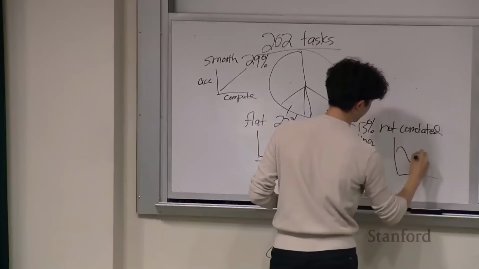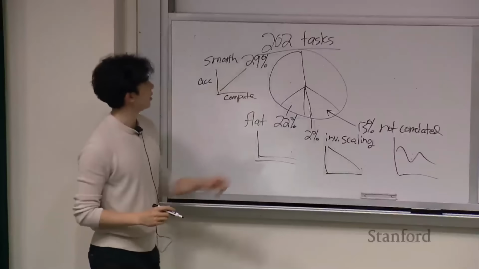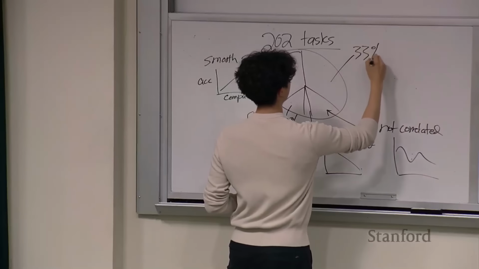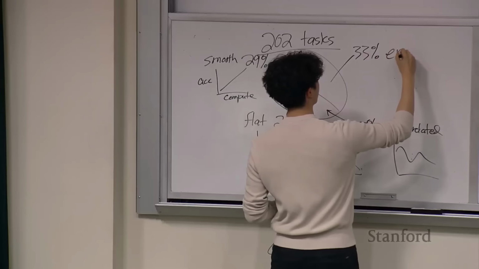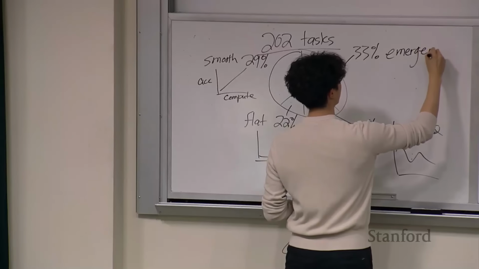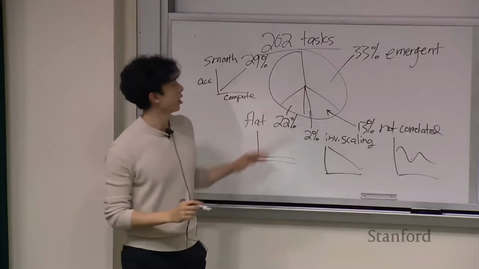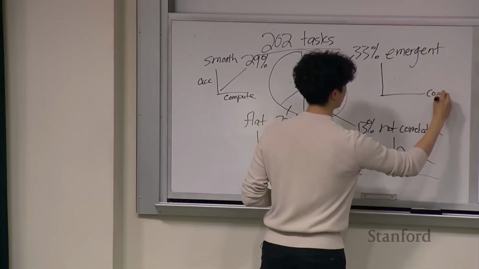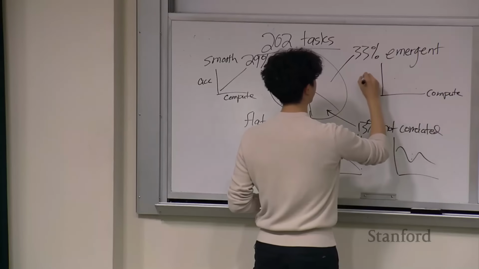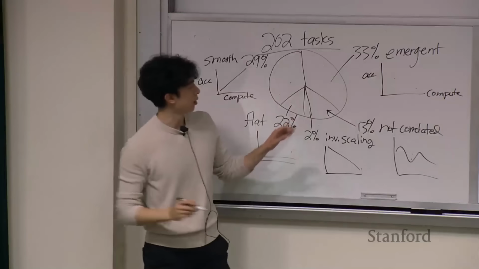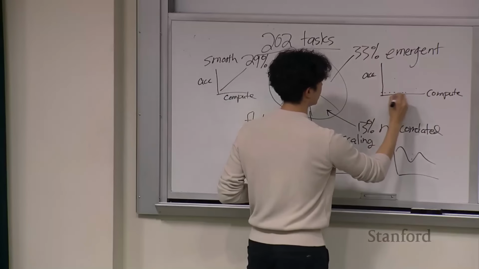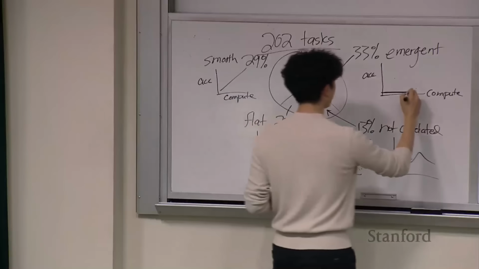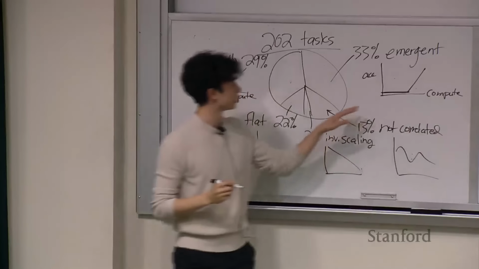So you have something like that, I don't know. And then finally, a pretty big portion, 33%, will be emergent abilities. What I mean by that is if you plot compute and accuracy, up to a certain point your accuracy will be 0. And then the accuracy suddenly starts to improve.